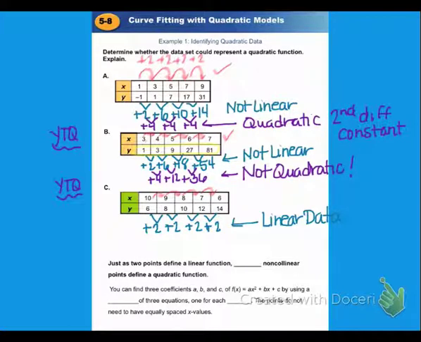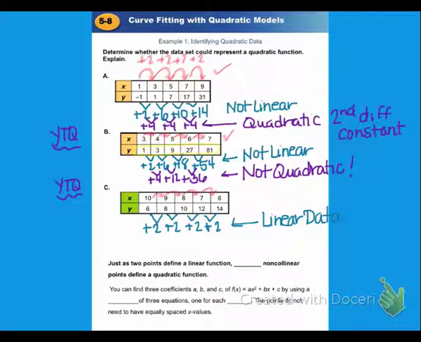And then in example C, this turned out to be linear, so we didn't have to go past the first differences, because once the first differences are constant, that means this is linear data. Now, this brings up a common mistake.